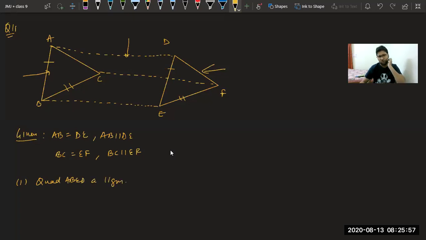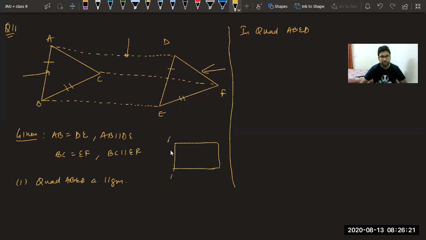We all know to prove a parallelogram we have many conditions. So please help me. In quadrilateral ABED, what do you find? Very good, Rudra. Class, please help me. How we can prove ABED? That is this one, the dotted one. We want to prove it a parallelogram. Piyush saying AB equal to DE. Moksh saying same thing. So it is given to us. AB and DE are equal.